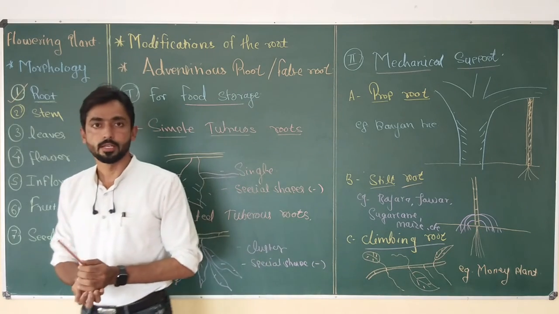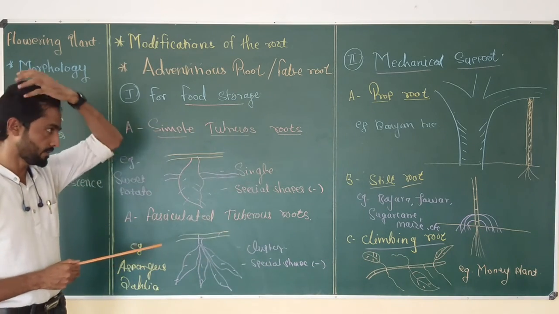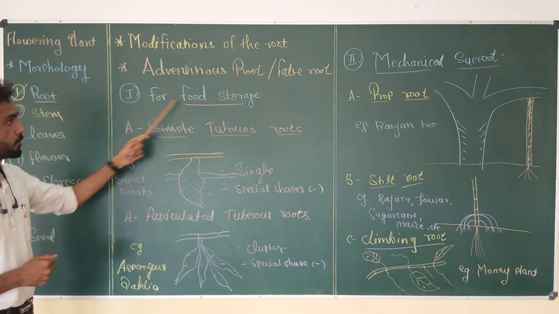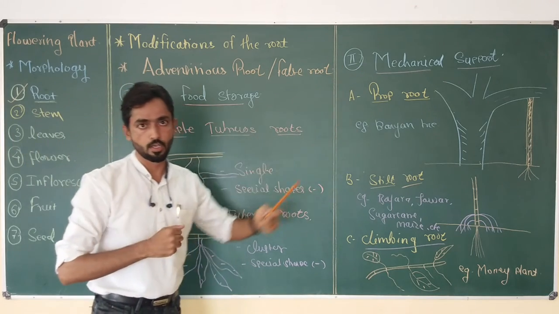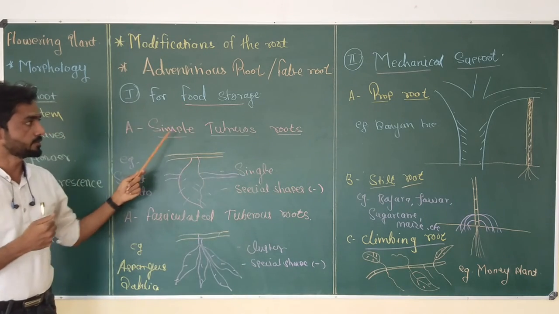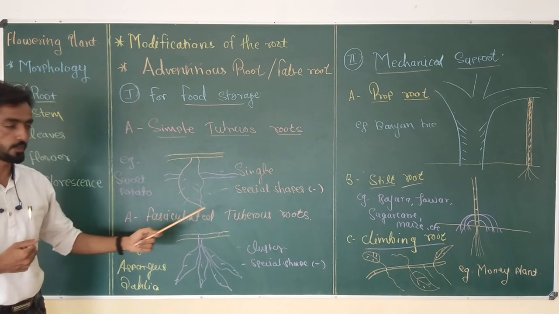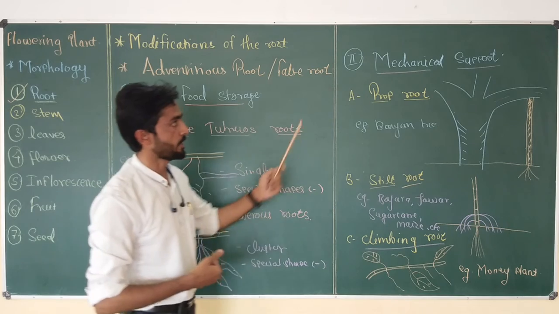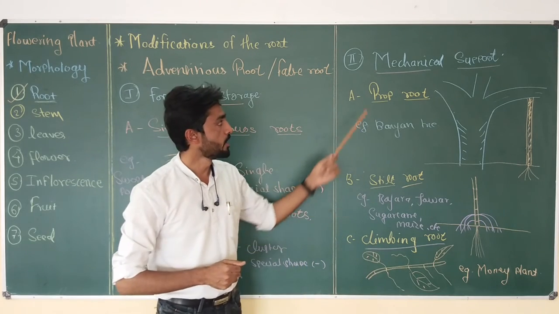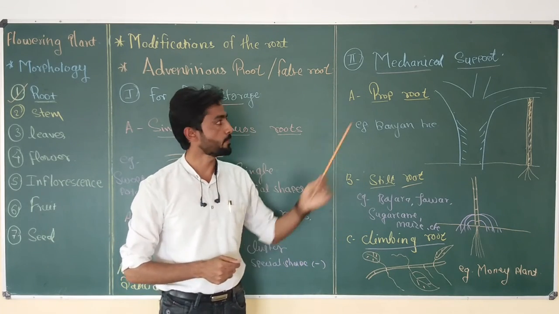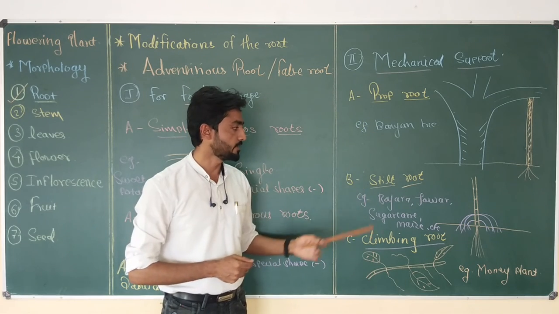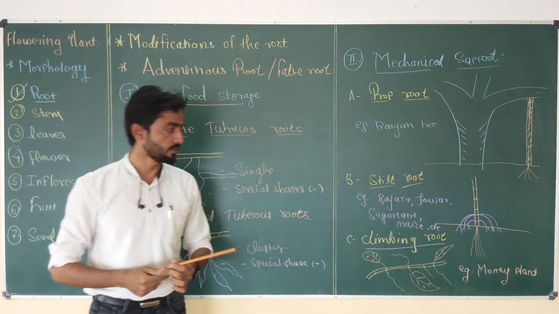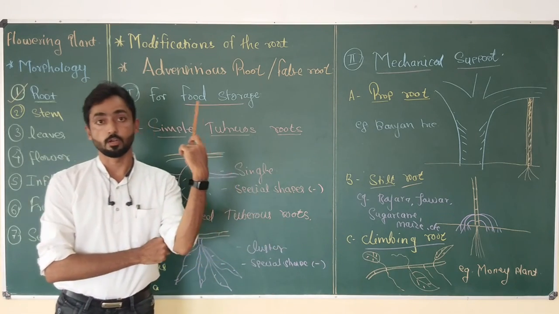So in this video we discussed the first two types of modifications observed in adventitious roots, first for food storage and second for mechanical support. Food storage is observed in simple tuberous roots and fasciculated tuberous roots. Examples are sweet potato and asparagus. While in the case of mechanical support, there are three important types: prop root, stilt root, and climbing root. Prop roots are observed in the banyan tree, stilt roots are observed in plants like bajra, jawar, sugarcane, and maize, while climbing roots are observed in the money plant.